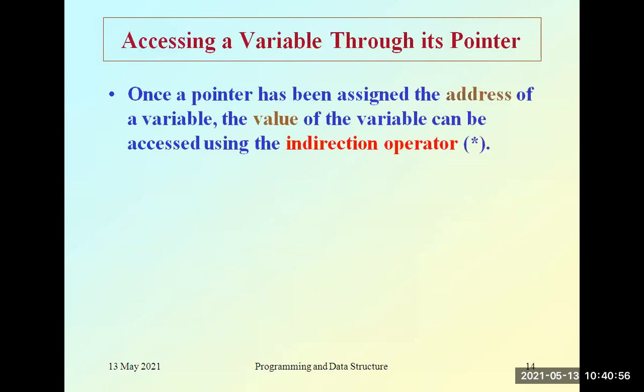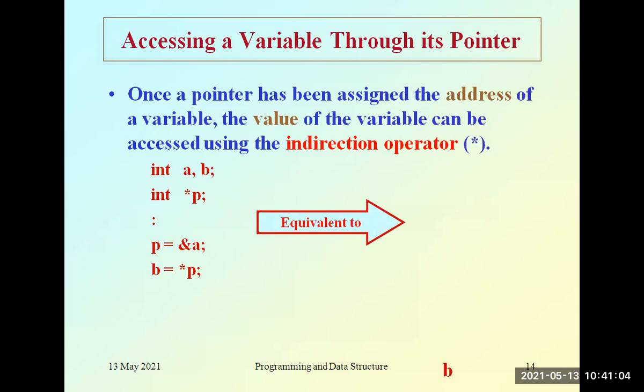Next, we are using the asterisk operator here. Int a comma b, I am taking here, and int star p. I can store the address of a here, and b will print the value stored in that address, given to p. This is used for swapping.